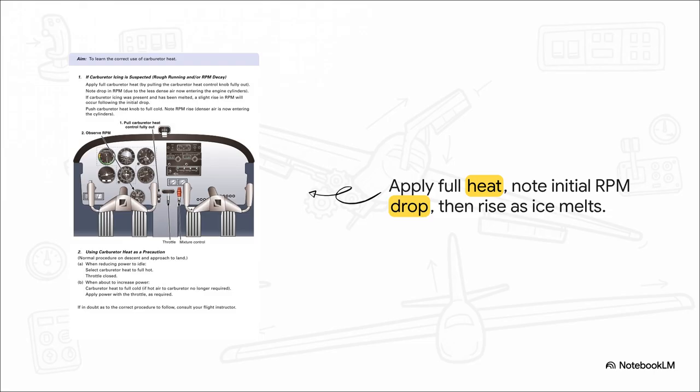Now don't panic, this is completely normal. If ice was present after that initial drop, the RPM will slowly rise back up as the warm air melts away the blockage. Once the ice is clear, you simply push the knob back to cold and your RPMs will surge right back to normal.